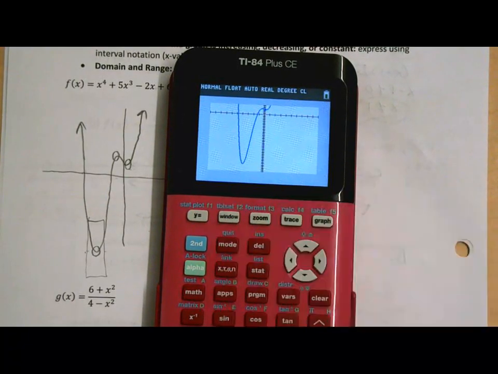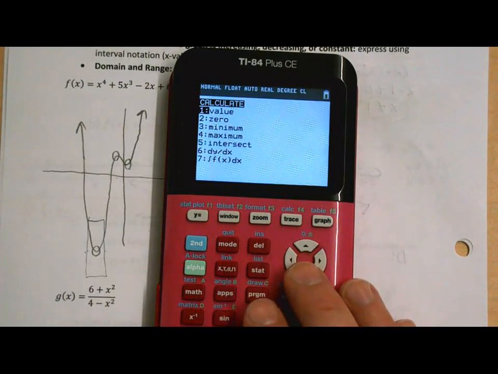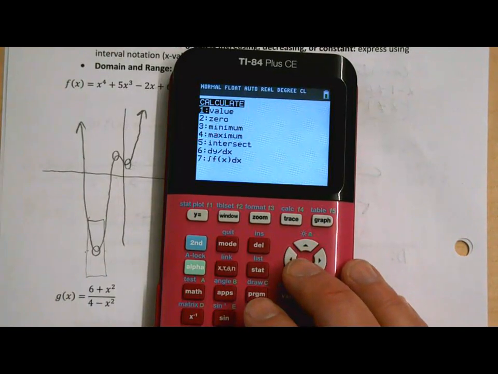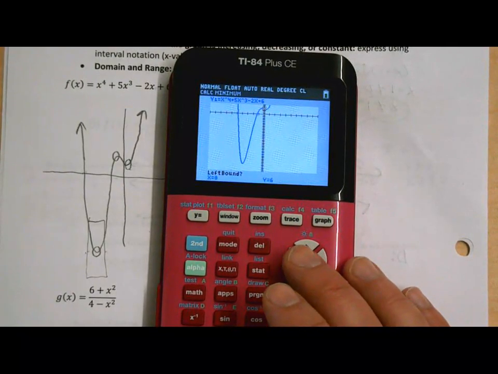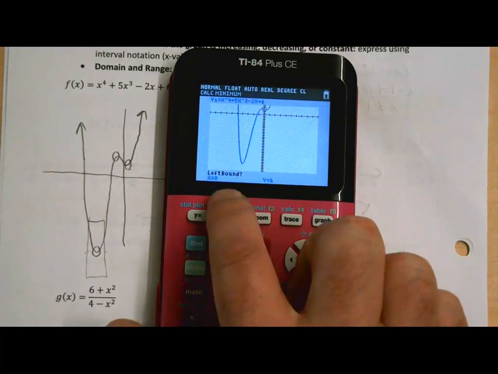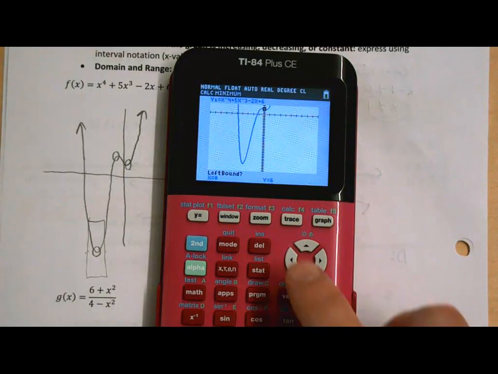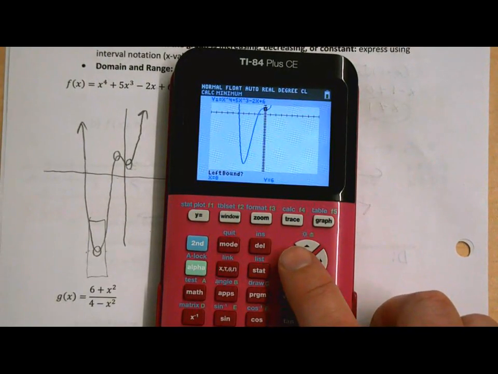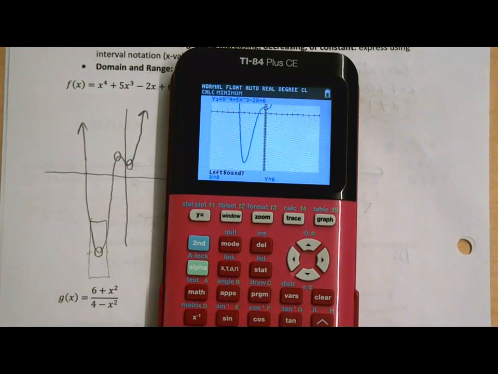So I'm looking for this local min. I'm going to do second calc. The calc is the trace button. We'll be using these options a lot. And it is a local minimum, so I'm going to go down to option 3 and hit enter. Just watch for right now. You can see in the lower left it's asking for a left bound. So I need to use my arrows to move my cursor a little bit to the left of that local min.